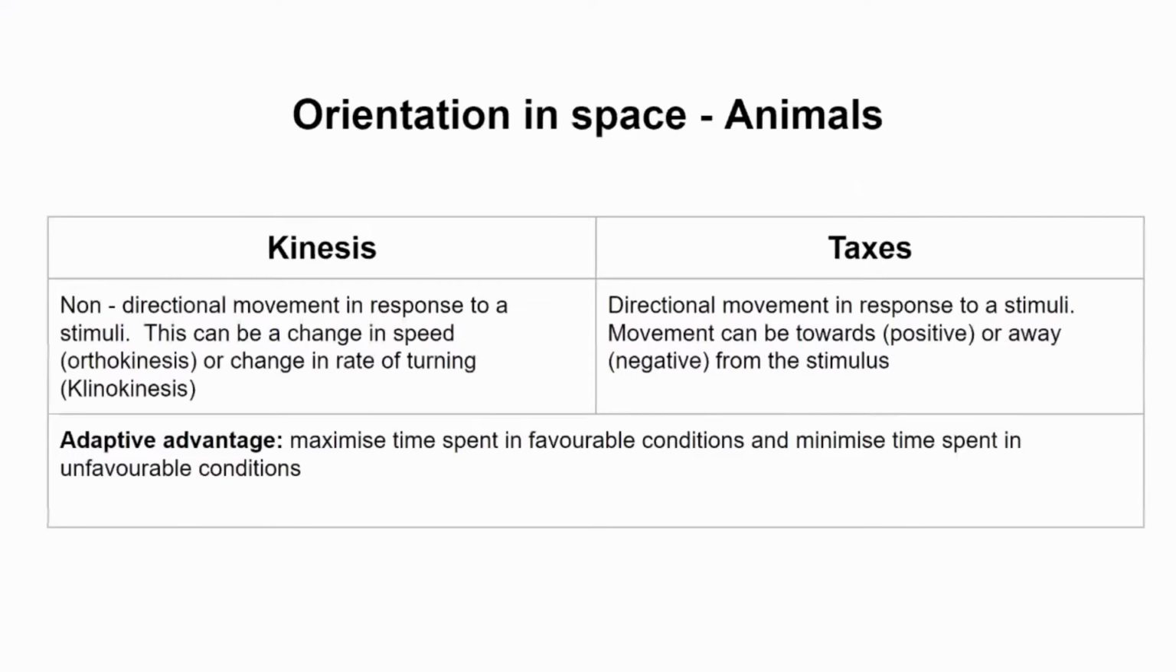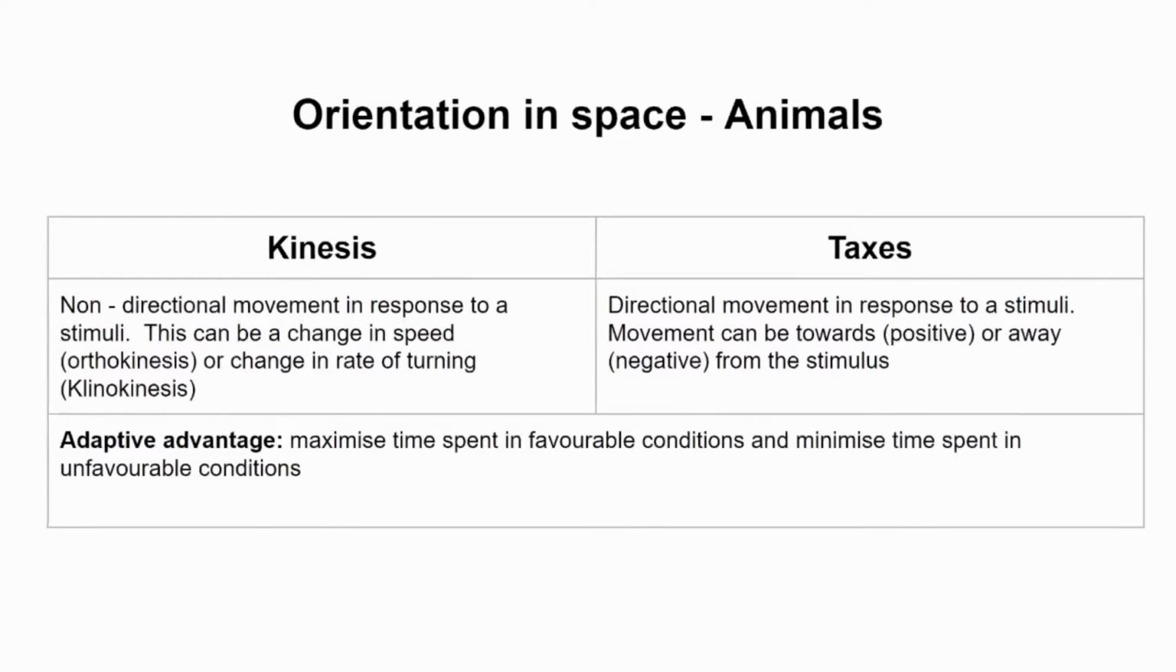The way I remember the difference is ortho. So orthokinesis is when it changes its speed. Ortho is another word, I guess, for straight. So orthopedic surgeon is somebody who will straighten bones. And so that's how you remember that. Whereas clino is about turning.